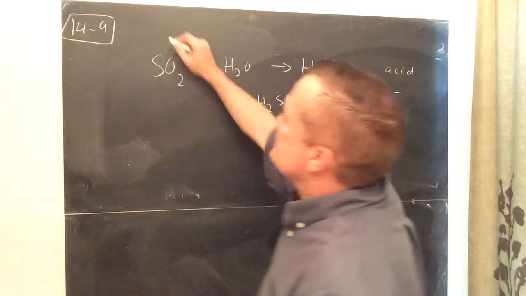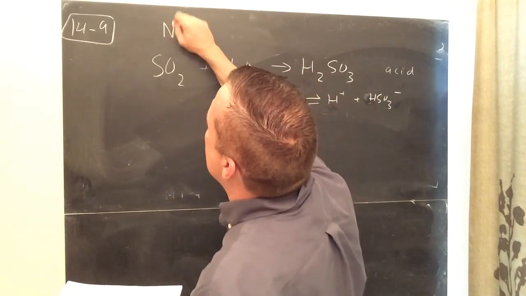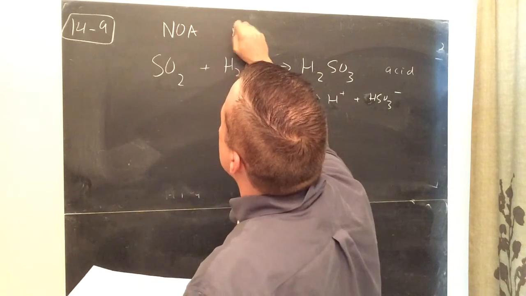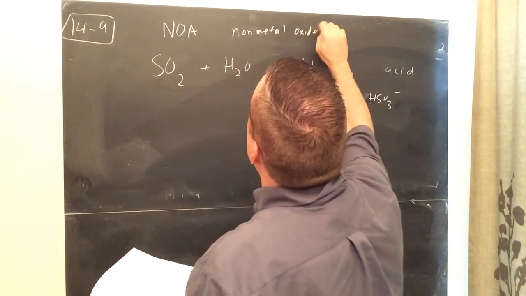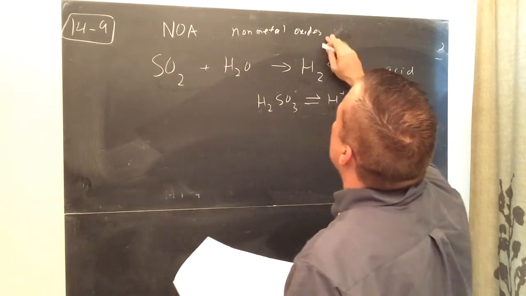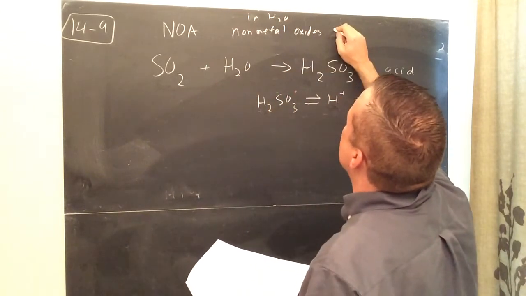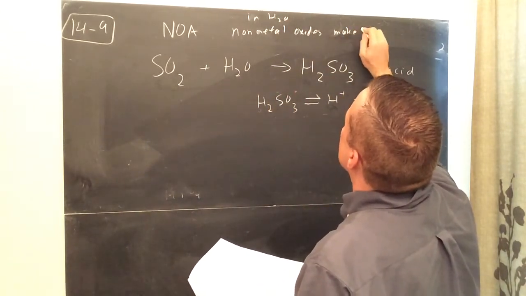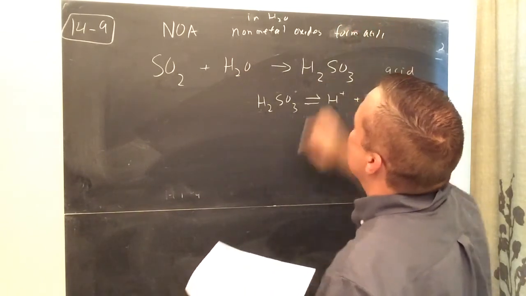All right. So we did this little thing earlier in the year, and someone once made up NOAA: non-metal oxides make acids in water. Well, in water, in H2O, non-metal oxides form acids. That's probably a better way.